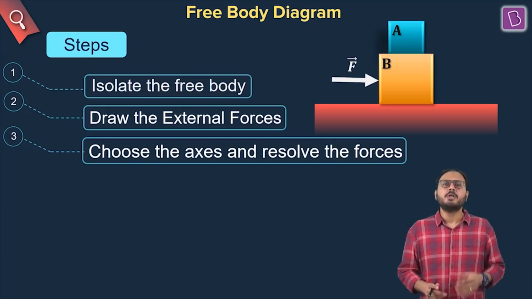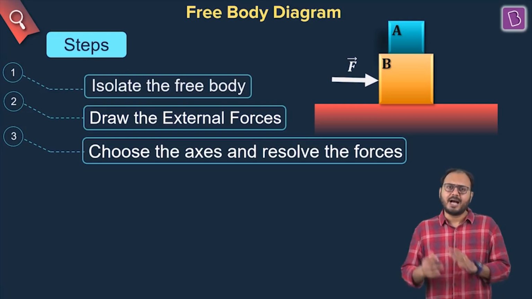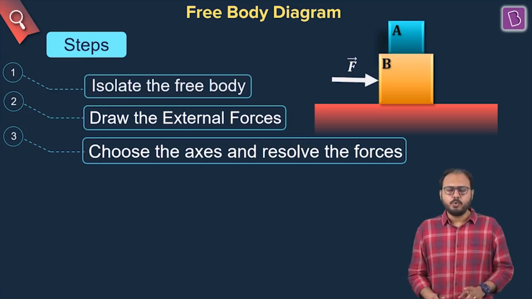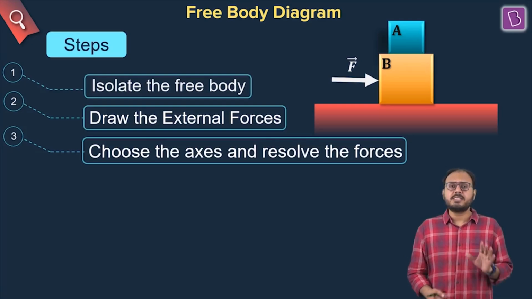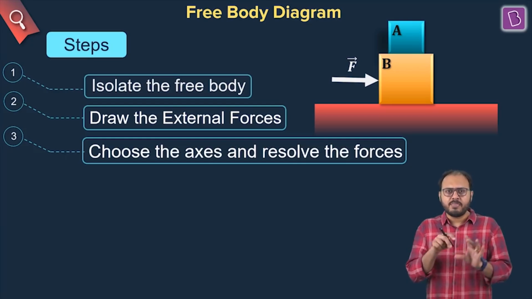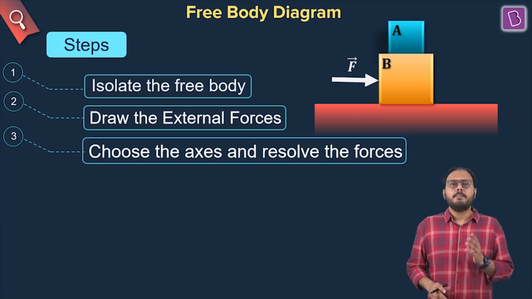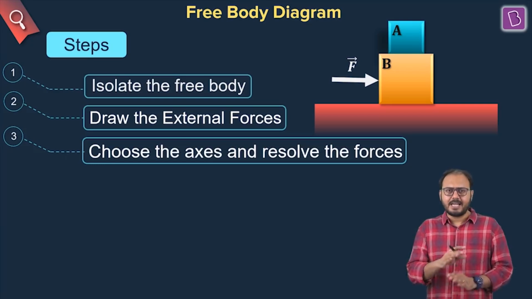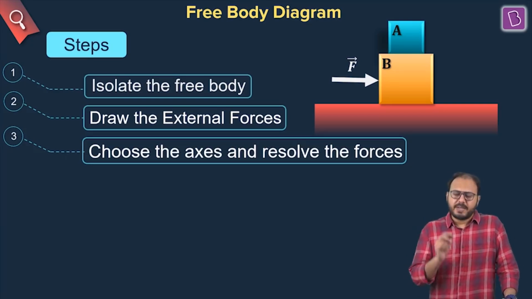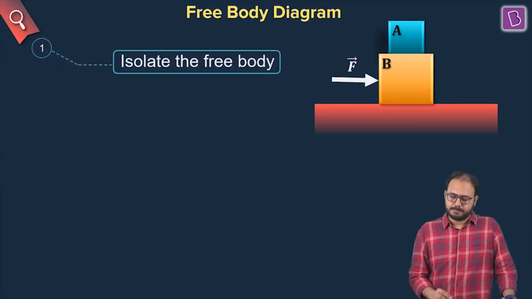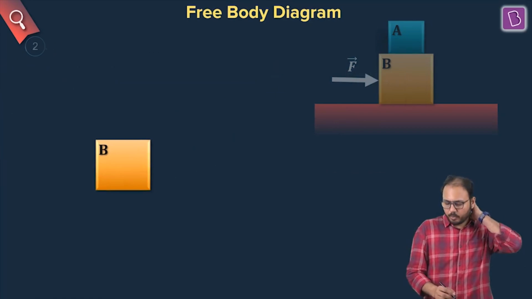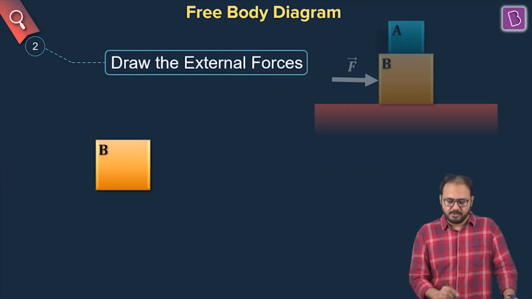What is the step 1? Choose who you're talking about. Isolate it. Isolate means draw them separately. Step 2, draw all the forces which are acting externally on the body. And third, make sure you choose appropriate axes and resolve all the forces. Let me show that to you, especially on block B. Isolate the free body. I isolated B. I drew it separately. Draw the external forces.